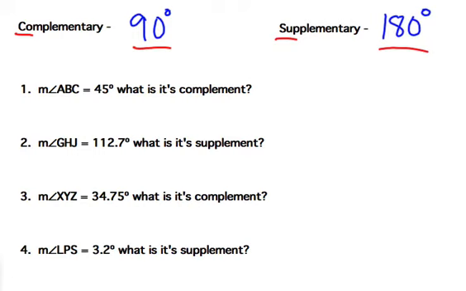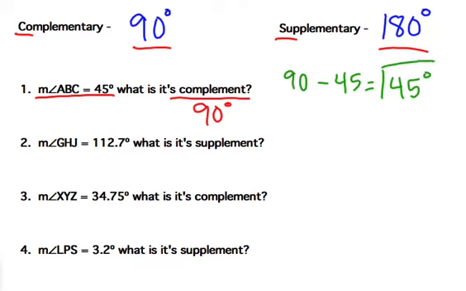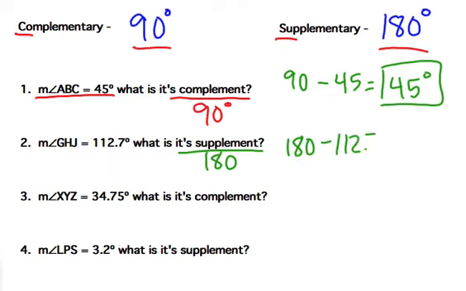All right, so let's do this first one together and then let you try some on your own. So it says the measure of ABC is 45 degrees. What is its complement? So remember, complement means 90 is what they have to add up to. So if I do 90 minus the 45, the other angle, its complement, also has to be 45. 45 plus 45 is 90. All right, so go ahead and pause it, try these next three on your own, and then hit play to check your work.